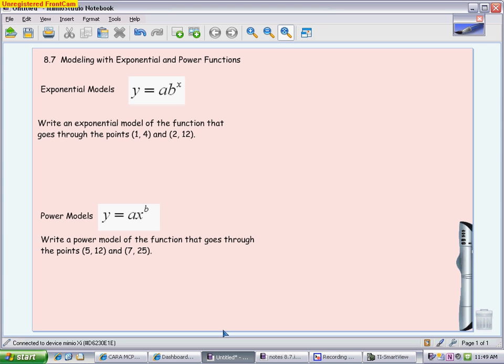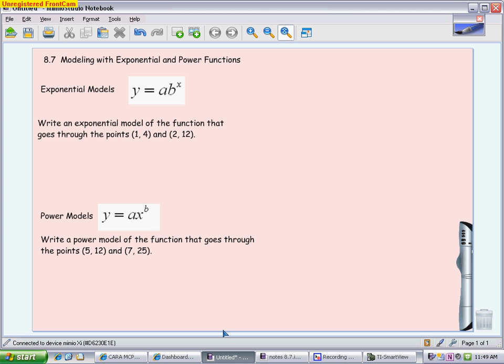The last section in this chapter is dealing with modeling. And so what we're talking about with modeling is taking information, points, tables of data, and then using that to write either an exponential function or a power function. So we essentially do three things in this section.